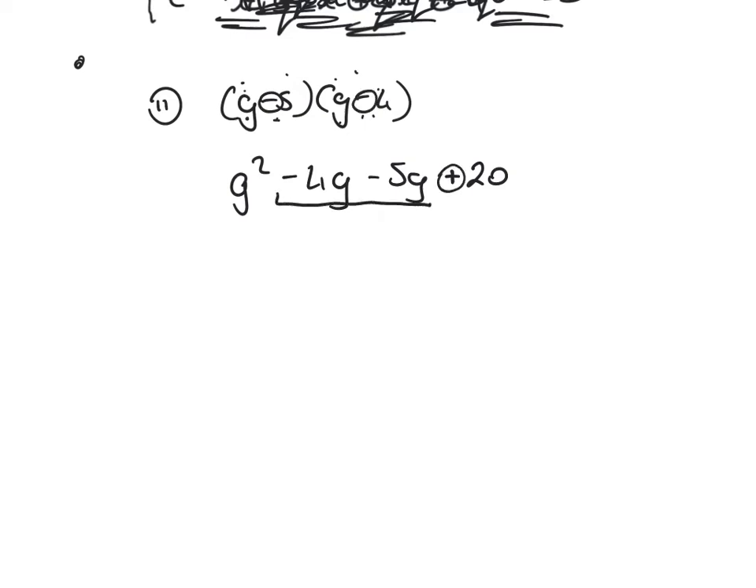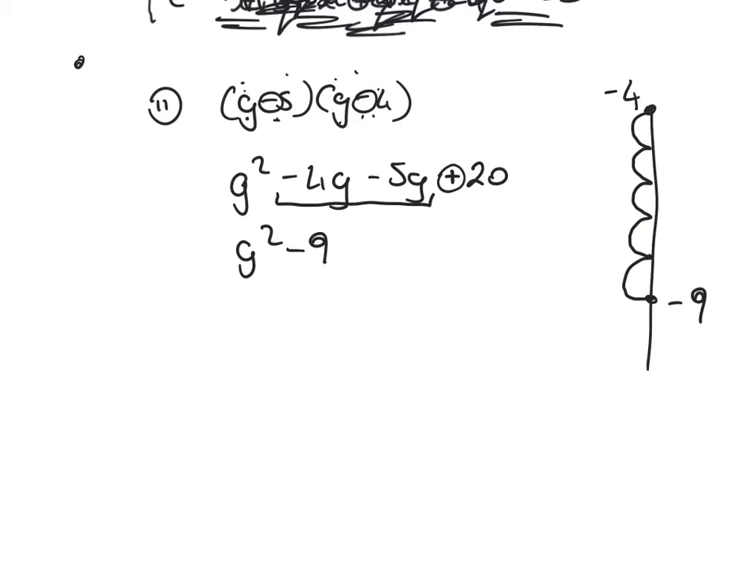Okay, so we need to now tidy up the minus 4g minus 5g. So just be careful with that. We're at minus 4 and we're travelling down since we're taking away. We're travelling down 5, which will take us down to minus 9g. So that's g squared minus 9g plus 20. Final answer. Let's take down example 12.